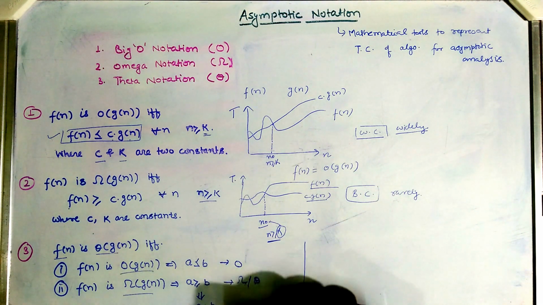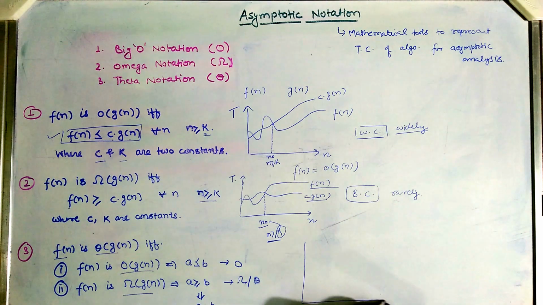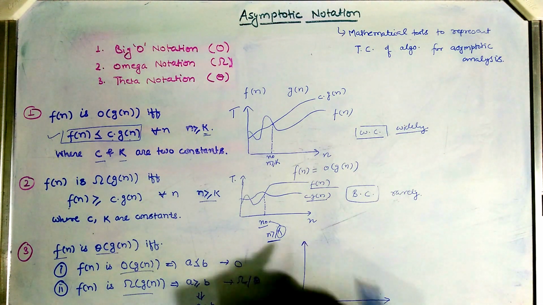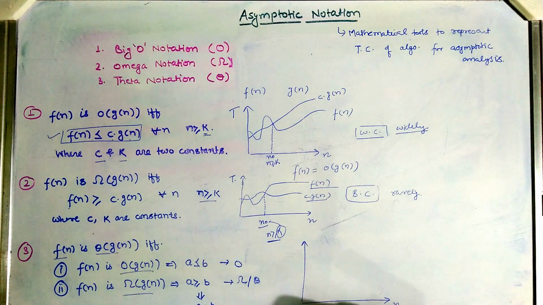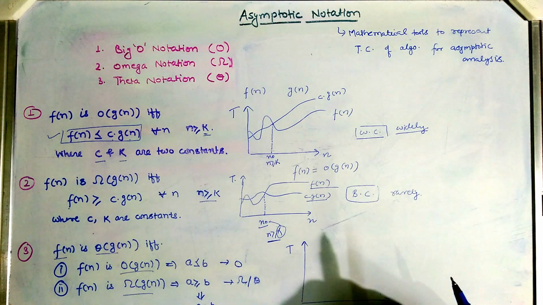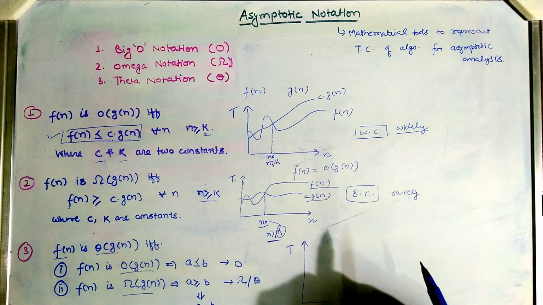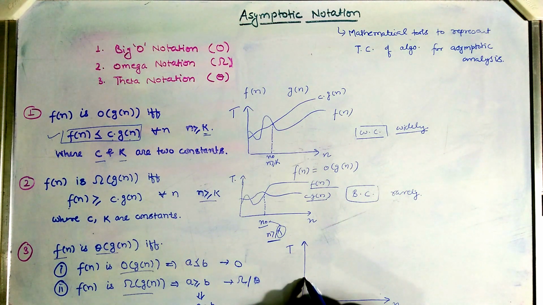So graphically these functions can be represented as follows: the number of inputs is given on the x-axis, the time is given on the y-axis, and the function f(n) is drawn like this.